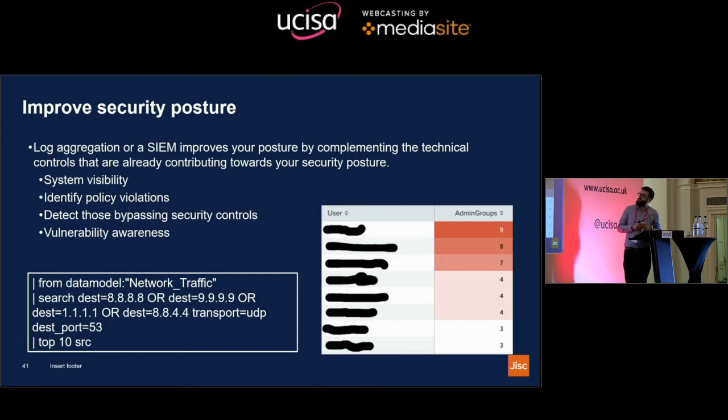But this particular graphic shows where, so we have a policy where our system administrators must have two-factor authentication. And so what this shows is any user that doesn't have two-factor enabled on their account and how many admin groups that they're actually a part of. And so from that, we can take that information and then make sure that those users are complying with our policies.